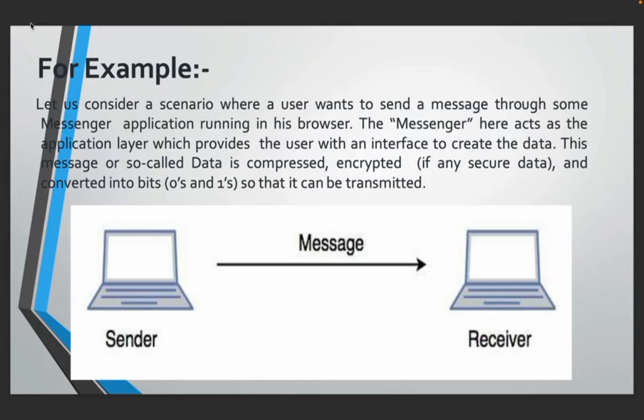For example, let us consider a scenario where a user wants to message through some messenger application running in his browser. The messenger here acts as the application layer, which provides the user with an interface to create the data. The message, or so-called data, is compressed, encrypted if it is secure data, and converted into bits, zeros and ones, so that it can be transmitted.